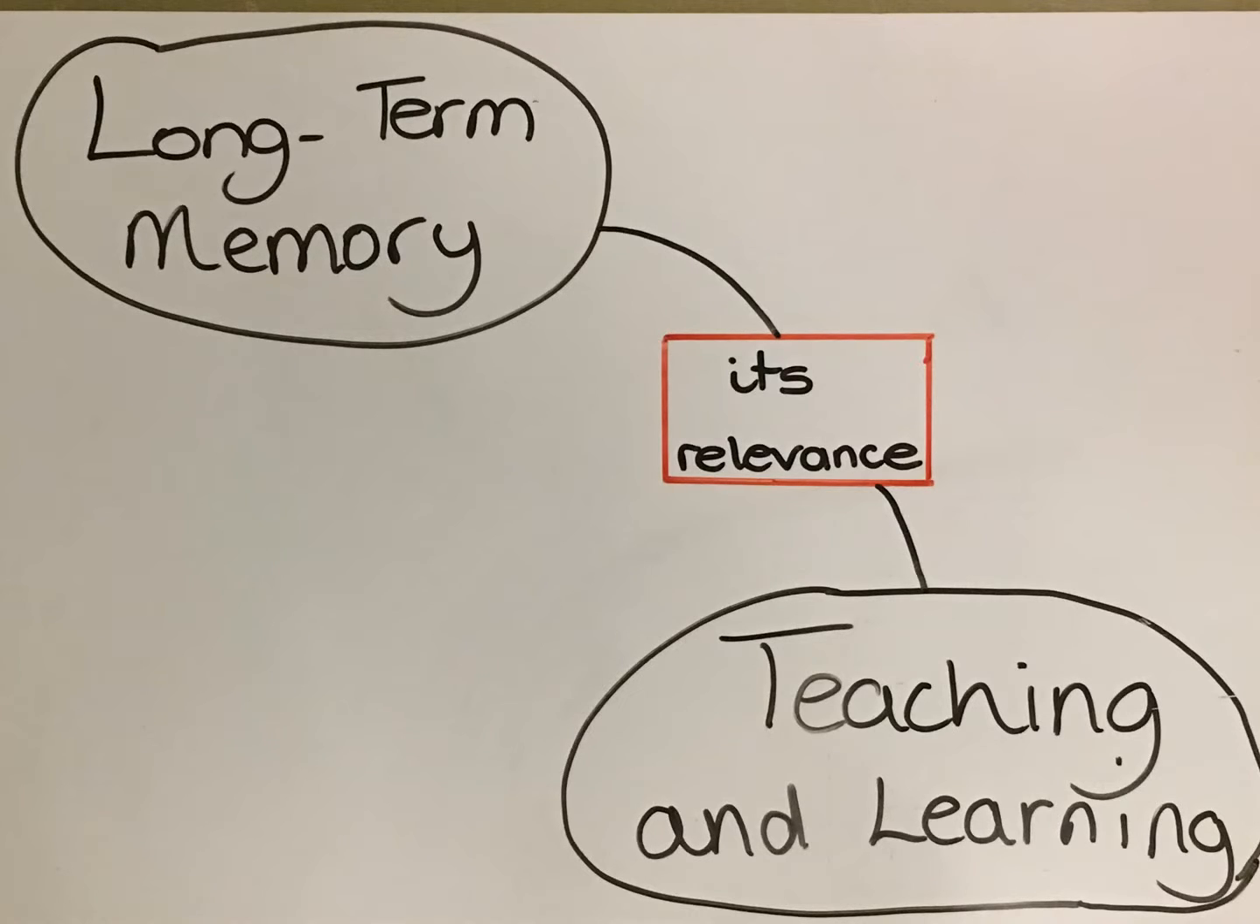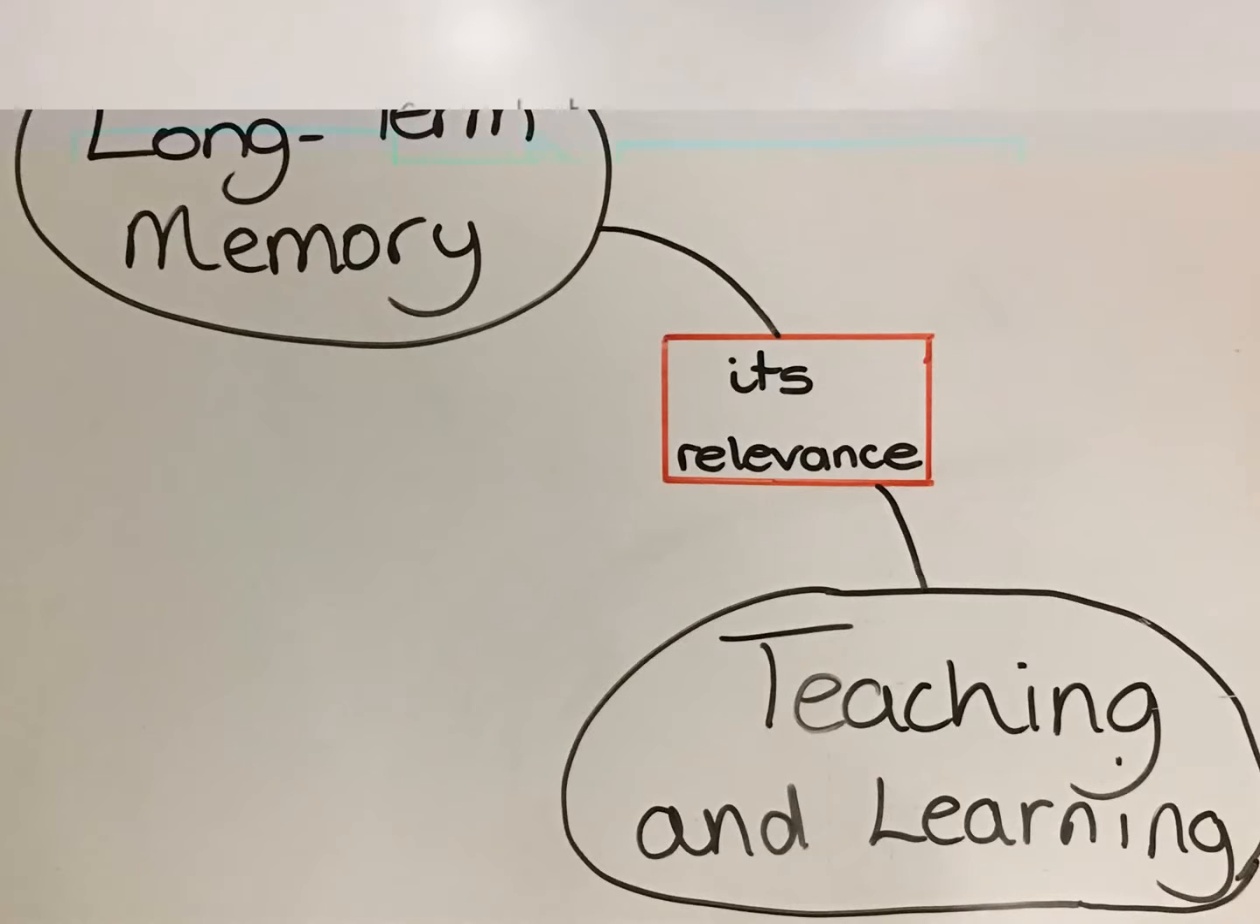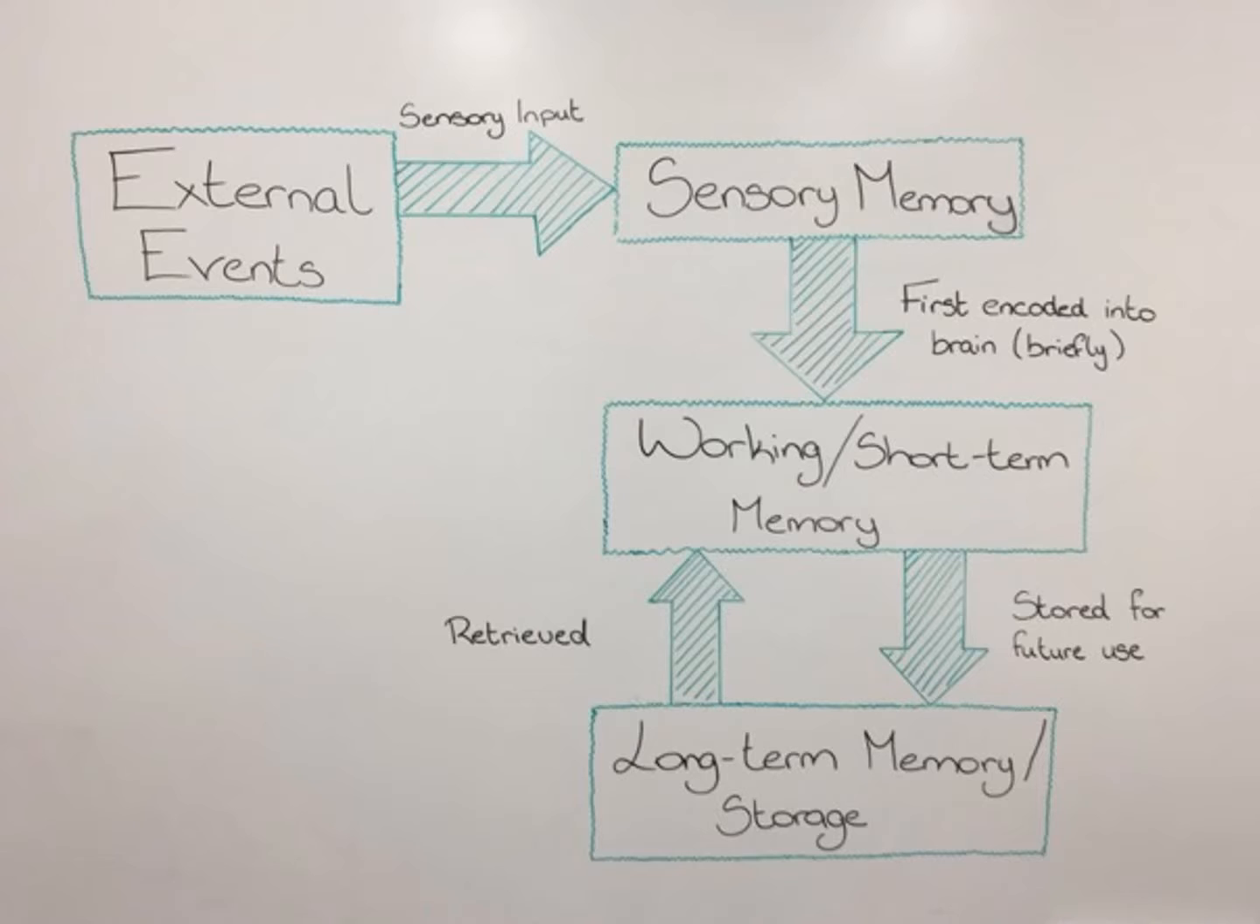The focus today is going to be on long-term memory and its relevance to teaching and learning. External events go into our sensory memory through our senses. They are first encoded into the brain briefly in our short-term memory. This information is held for less than 30 seconds, for example, hearing or seeing a phone number. It is then either forgotten after 30 seconds or it becomes stored in our long-term memory for future use, where it can be retrieved when needed.